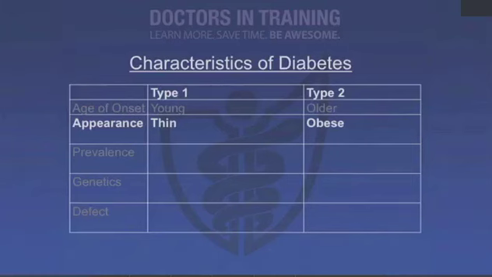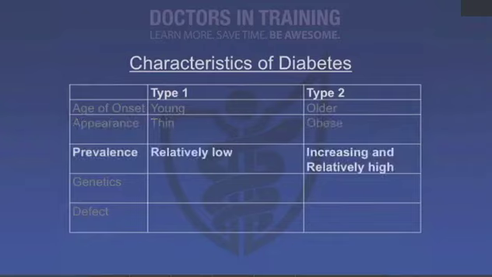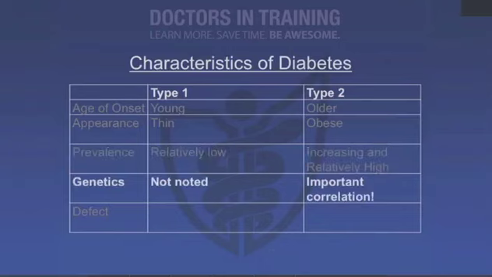Appearance. Most type 1 diabetics are going to be very, very thin, kind of wasted looking. In type 2, you're going to see more obese patients. Prevalence. Well, the prevalence of type 1 is relatively low. In type 2, it's increasing and relatively high. Genetics. It's less important in type 1, far more common of a problem in type 2. Families high in type 2 diabetes tend to want to continue to have diabetes in the family.